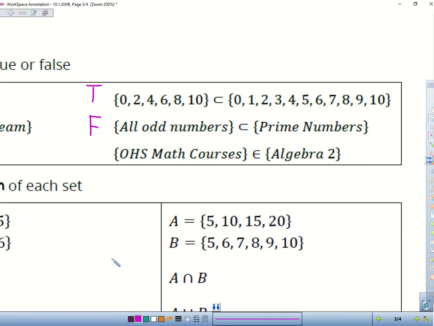So since you can think of one counterexample, it can't be the case, even if you can think of just one counterexample, okay? And then are OHS math courses an element of the Algebra 2 course set? No. Nope. Very good, it would have to be the opposite. So you're going to see that sets don't go both ways and elements don't always go both ways. In fact, they rarely do.